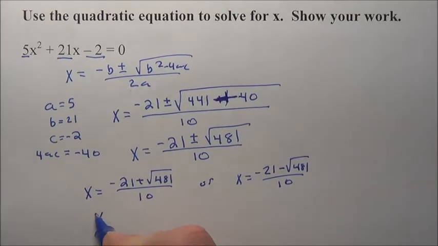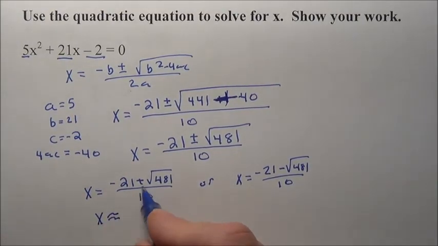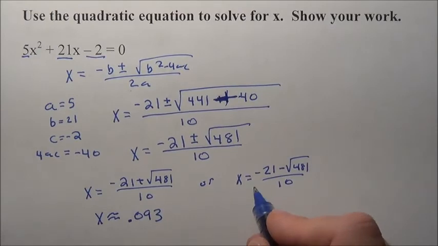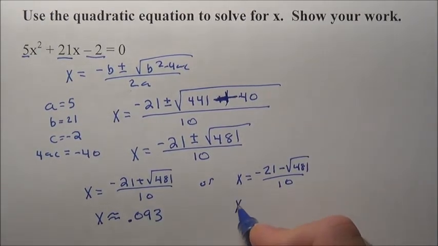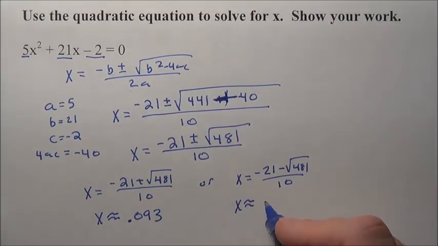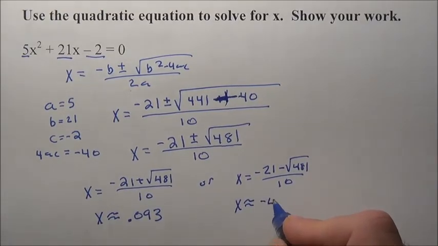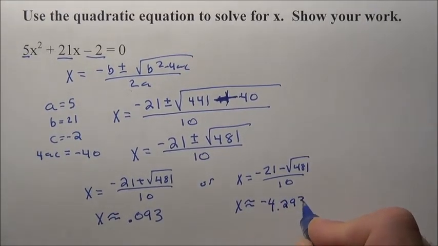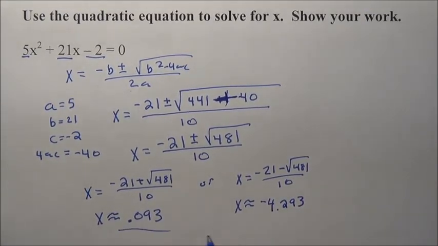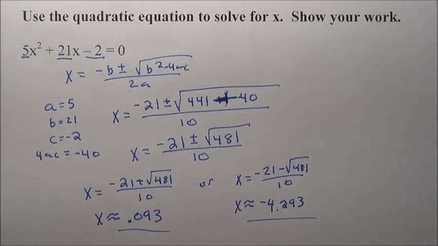Now once we take the square root of this number that's irrational, yes, the answer is going to be rounded. So we're going to grab our calculators and enter all this in. I did it, and I got on this one 0.093 for this little bit right here. For this guy over here, when I entered it on the calculator, my answer came out to be approximately negative 4.293 and some stuff. So there are our answers to this problem.